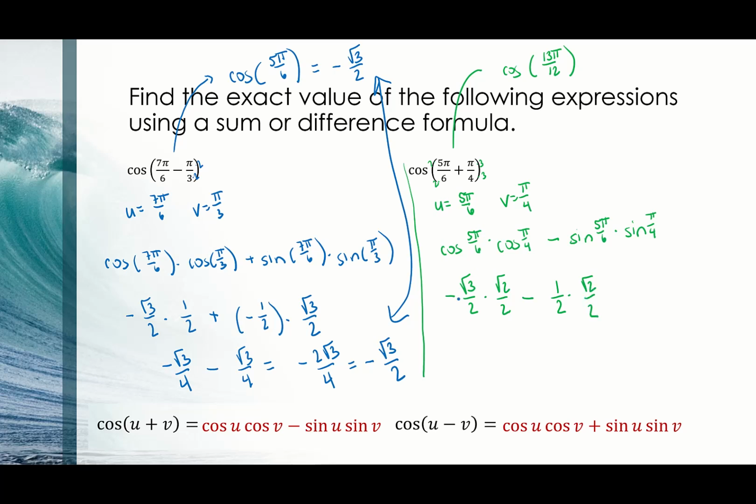Cleaning up our first term, I multiply root 3 by root 2 and I get negative root 6 over 4, because there's one negative, minus root 2 over 4. Now I don't have like radicals, so I just leave them separate. Negative root 6 minus root 2 over 4 would be my final answer here for this sum formula for cosine. I'm just going to write it: negative root 6 minus root 2 over 4.